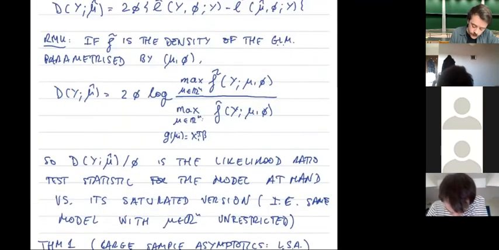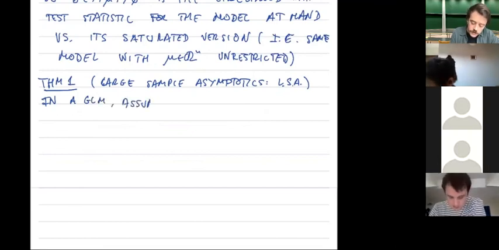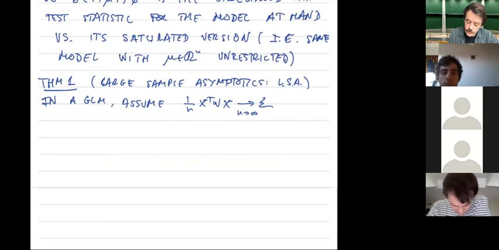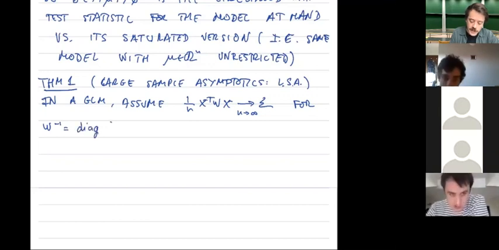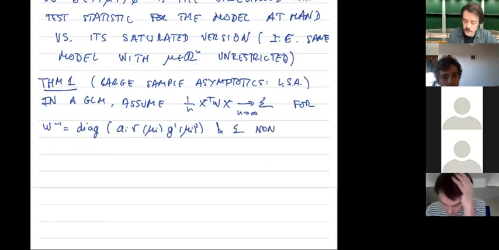So in a GLM, we're going to assume the following. We're going to have that 1 over n X transpose W X converges to some Sigma as n goes to infinity. W is defined as the inverse of the diagonal matrix given by a_i times the V function at mu_i times the derivative of the link function at the mean parameter, squared. And we also assume that this Sigma is non-degenerate, so it's invertible as a matrix.